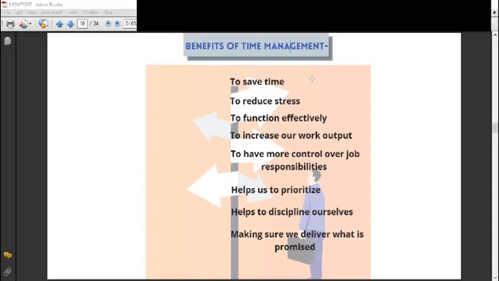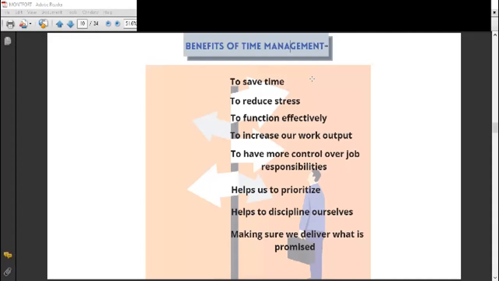To have more control over job responsibilities. Yes, we have more control over our job responsibilities. We can work in groups, we understand each other, and it creates a friendly environment.